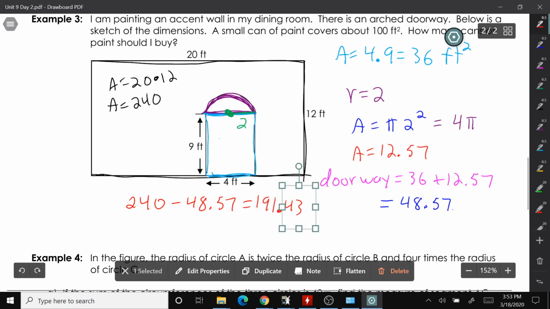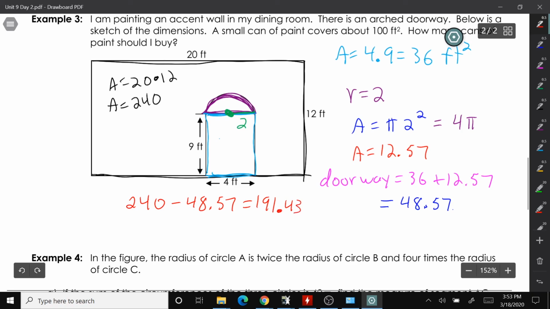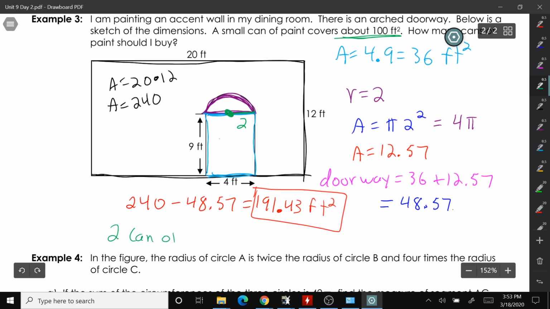Alright, so that, square feet is our units. So that's how much area we have to cover with our paint, and each can covers 100 feet. So we need 2 cans of paint. And we'll have a little bit left over.